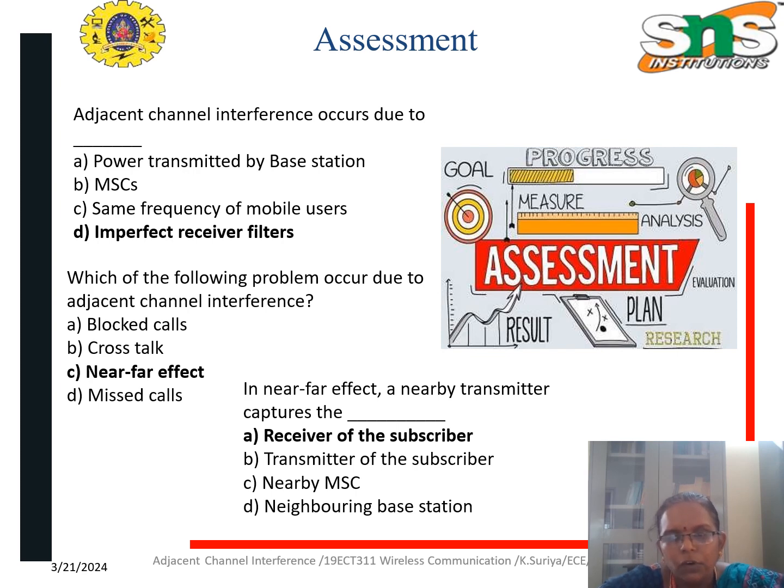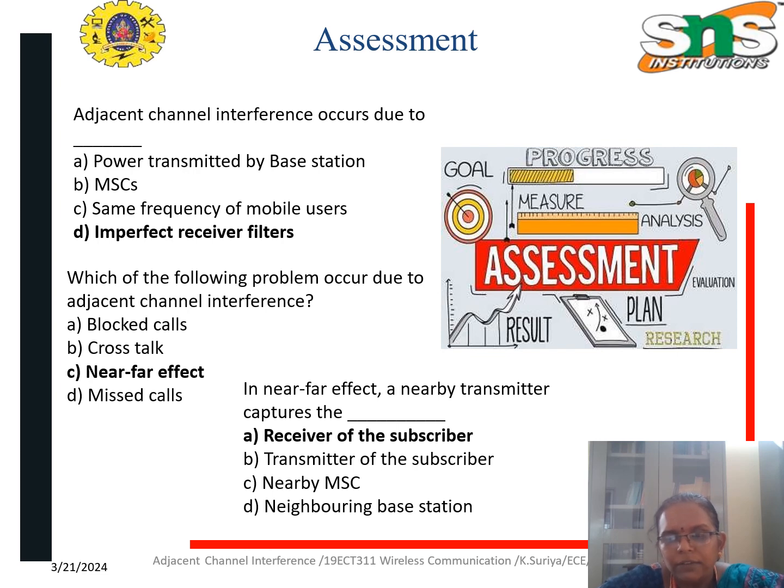Next one: which of the following problems occur due to adjacent channel interference? A. Blocked calls, B. Crosstalk, C. Near-far effect, and D. Missed calls. Yes, here the answer is near-far effect. Crosstalk, blocked calls, missed calls, all these come under co-channel interference. The voice calls will cause crosstalk, and blocked calls and missed calls are due to control channel problems.